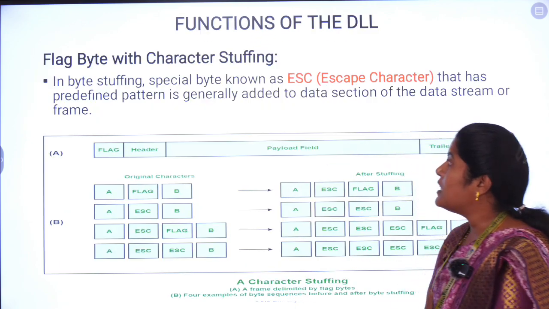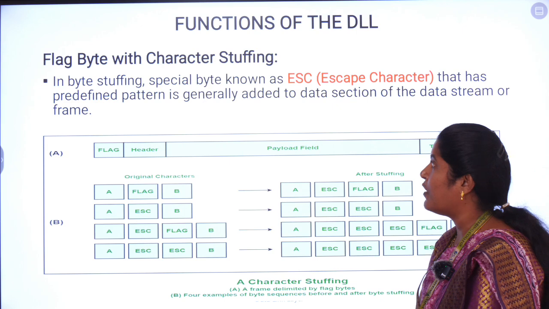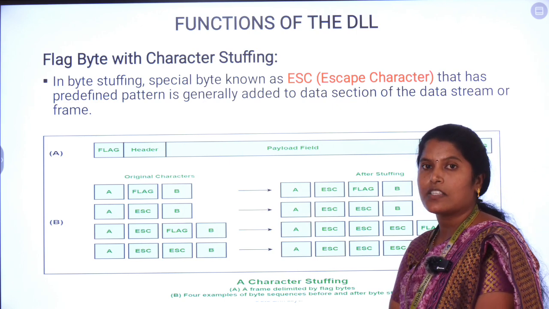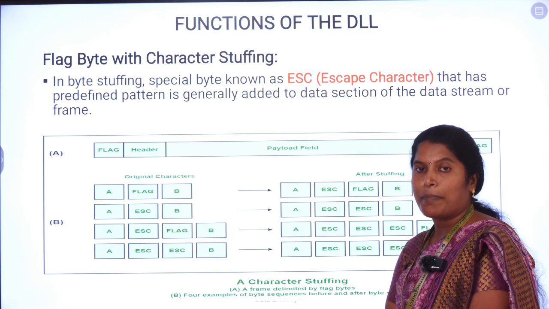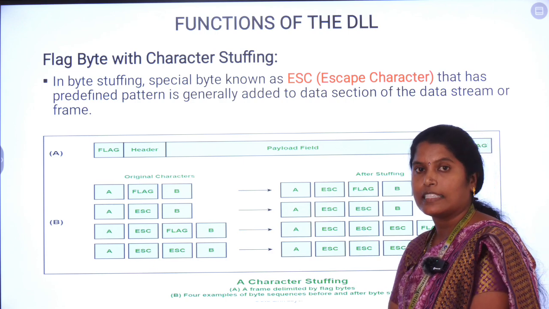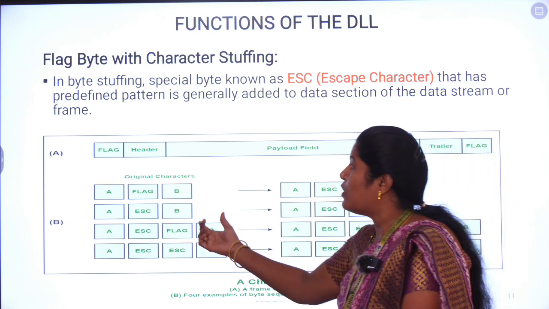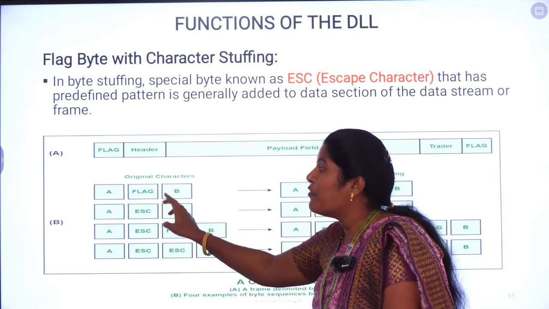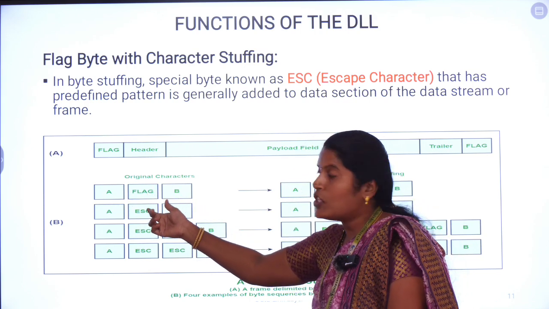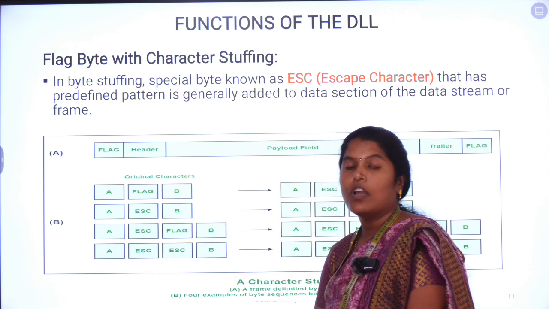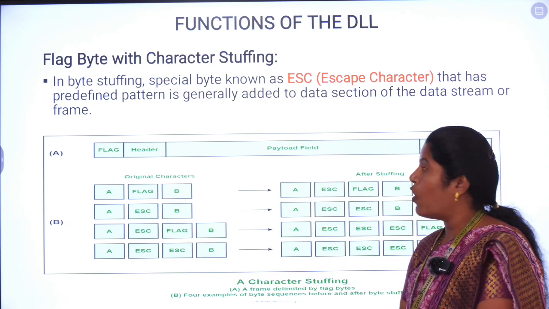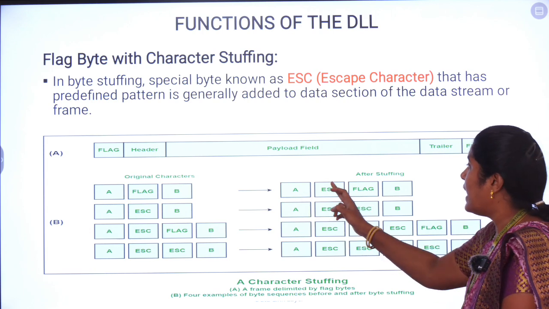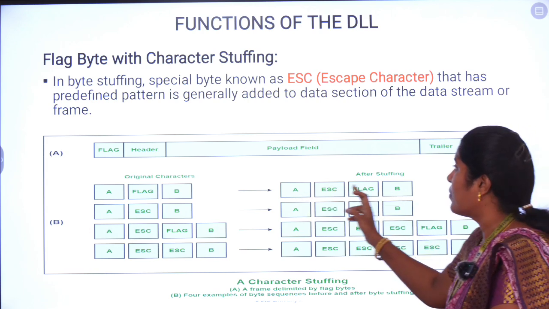The second method is flag byte with character stuffing. This technique is used to add special characters such as escape before special patterns such as escape, flag, etc. For example, let us consider the original characters A, flag, B. In this original character, flag is the special pattern. So before this flag, we have to insert a special character called escape. After stuffing, the original character becomes A, escape, flag, B.